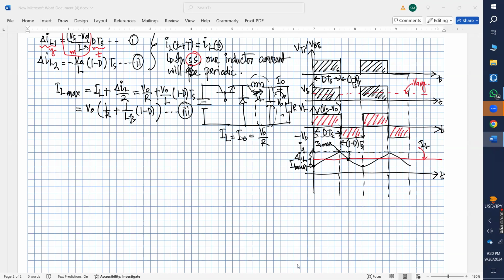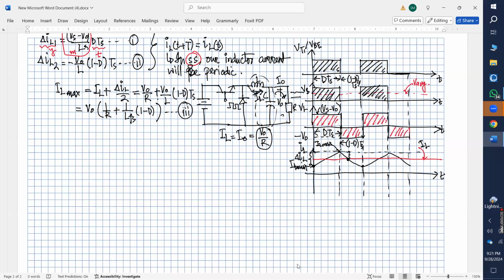Sir, can you repeat why IL is equal to I naught? Yeah, because here your output was pulsating DC, right? But after introduction of the low pass filter L and C, the output here will be almost purely DC, right? So if your output is DC, and you are putting this DC across a resistive load, the current through the load should be a DC value, which is nothing but V naught over R, right?